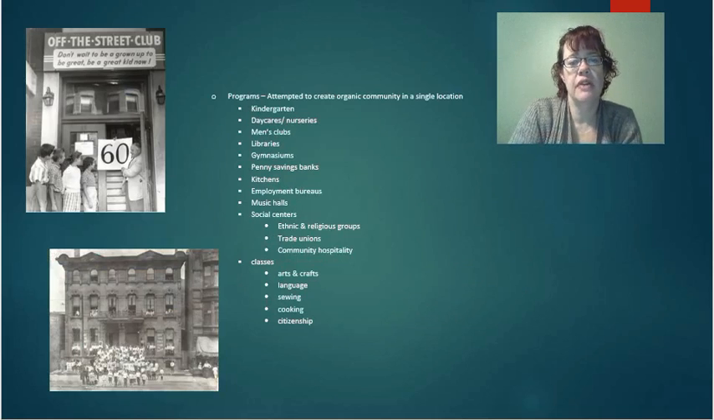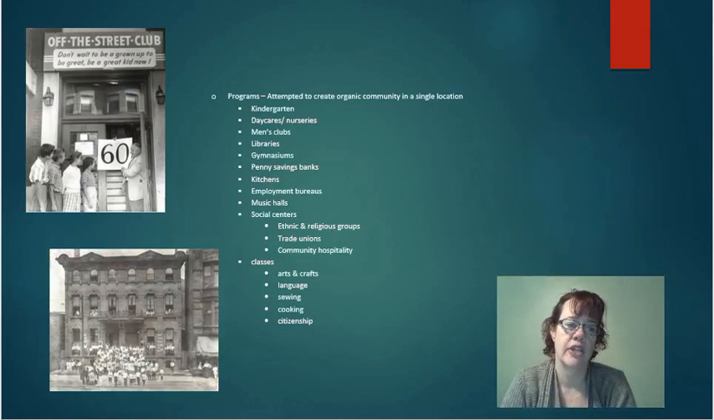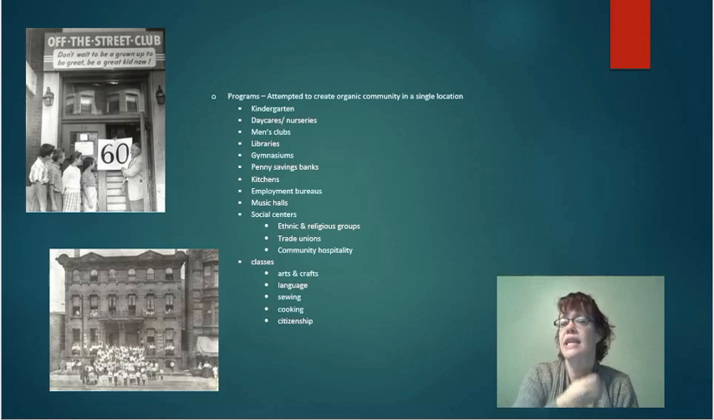So they attempted to create a very organic community in a single location. These settlement houses housed a lot of different programs, including kindergartens, daycares and nurseries, men's clubs, libraries, gymnasiums, penny-saving banks, kitchens, employment bureaus, music halls, social centers, which included ethnic and religious groups, trade unions, community hospitals, and they also provided classes.